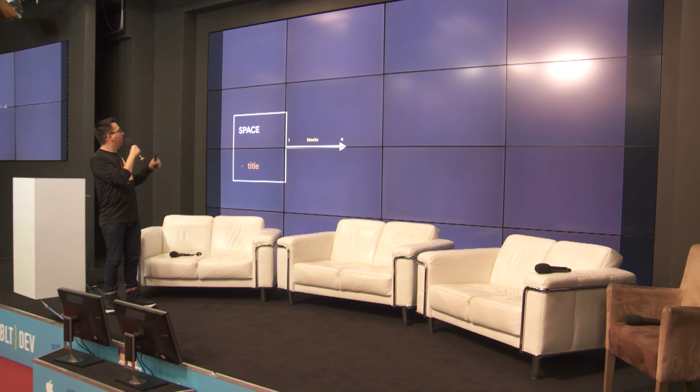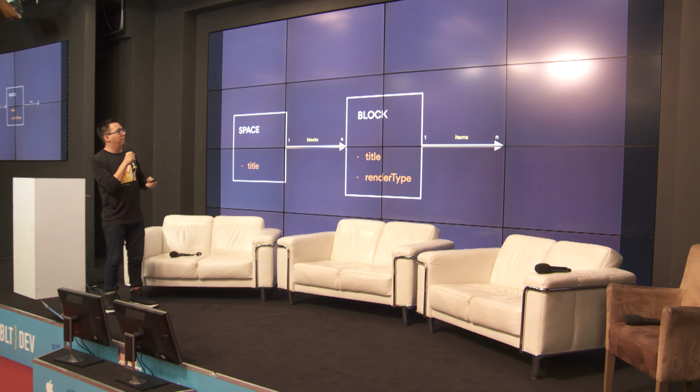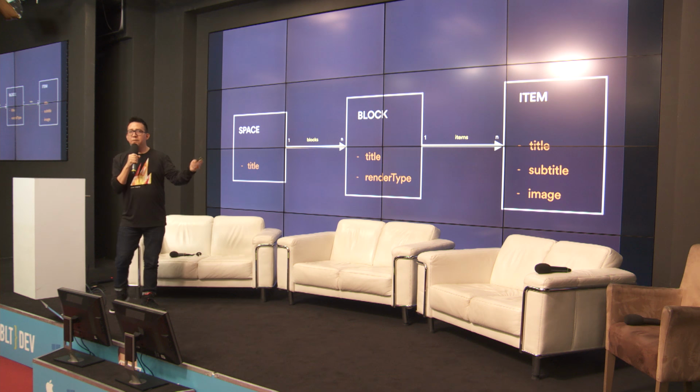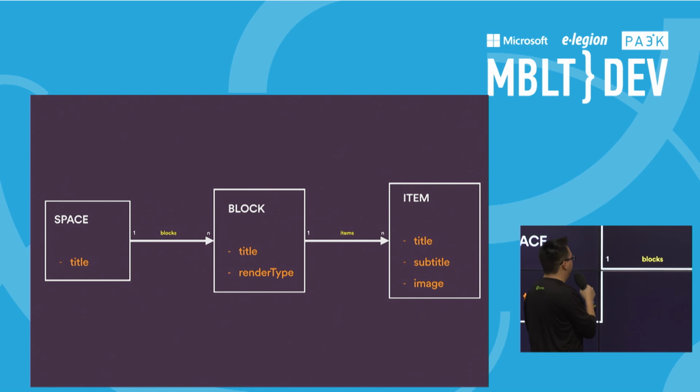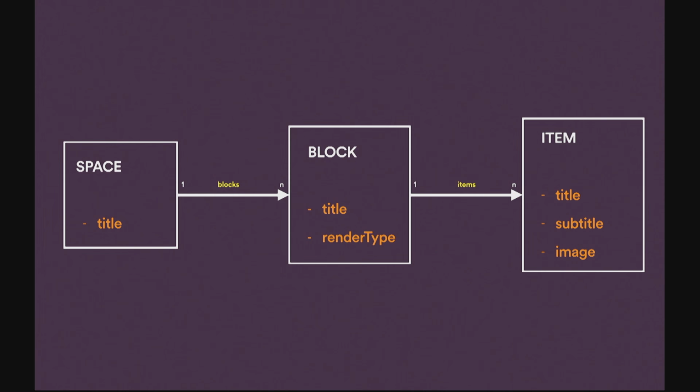So they figured this out. They have a space that contains blocks that in turn contain items. And they have some basic properties, like an item has a title and subtitle, a block has a title as well, and the space also has a title. And there is one key property here, which is the render type for the block. Check that out.